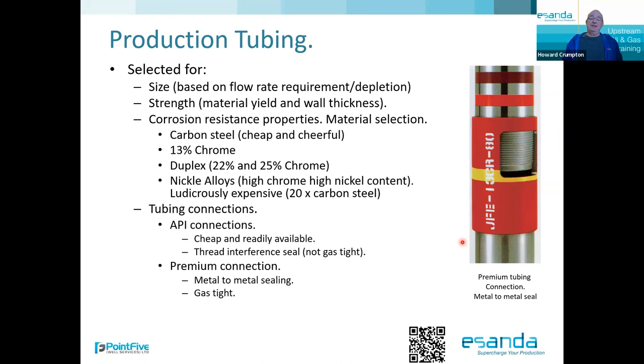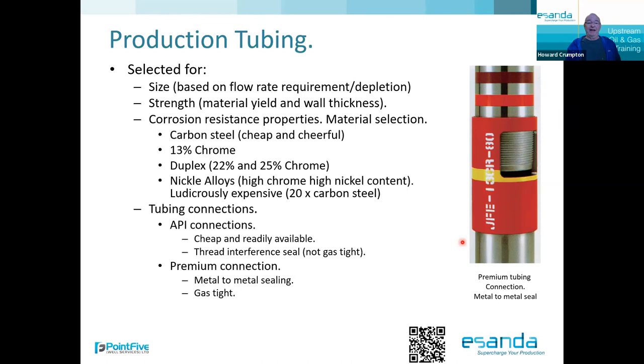The other thing I have to consider, though, is depletion and increasing water cut. As the fluid in the tubing becomes more dense and as the reservoir pressure depletes, it's going to be harder and harder for it to flow. And if the tubing is too large, the well will simply cease to produce. So there's always a balance to be struck between wanting big tubing for high rate and small tubing for more stability.